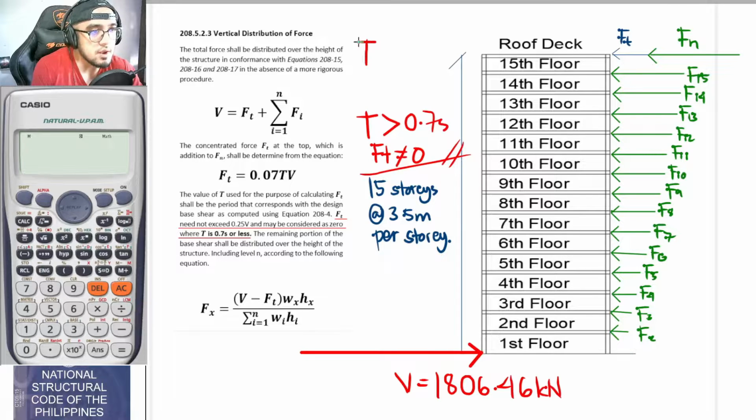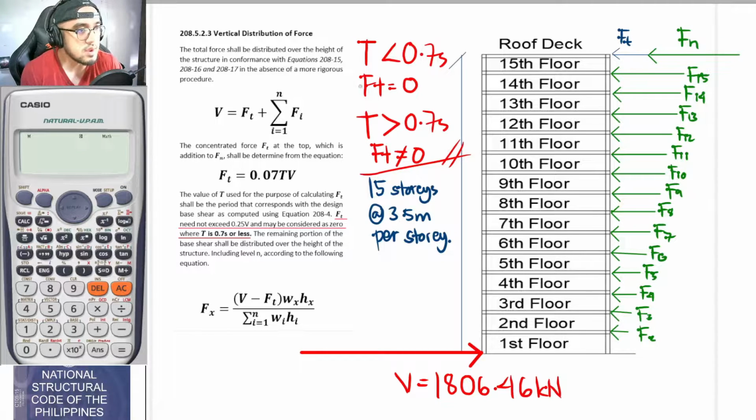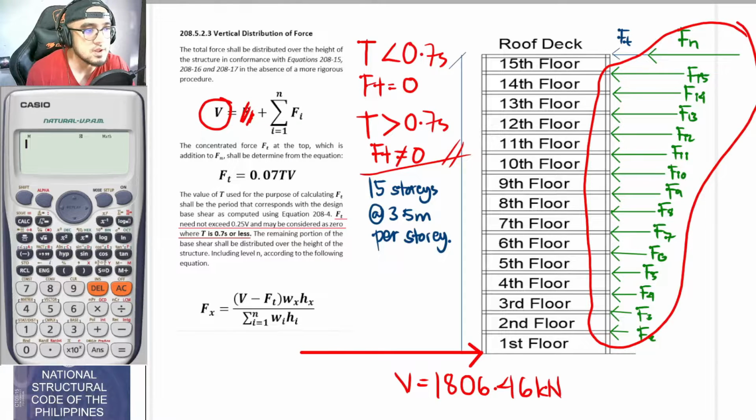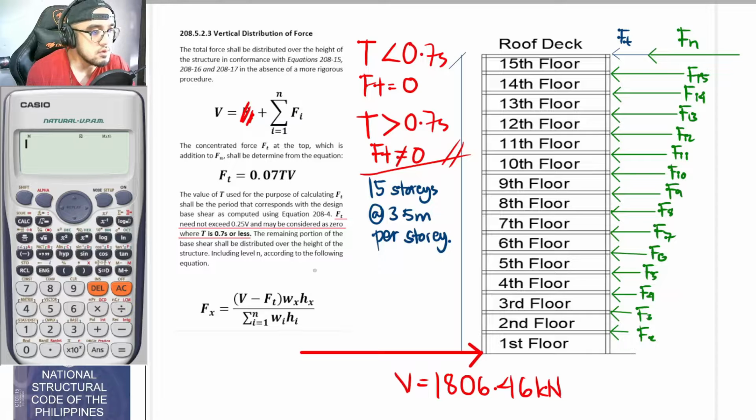But if your period is less than 0.7 seconds, it means that Ft is equal to 0 and thus is negligible. So with that, if your period is less than 0.7 seconds, you can now erase this part of the equation, and your base shear is now equal to the summation of our green vectors at the right part of your screen. Before proceeding here, let us first check if we need to solve for Ft.